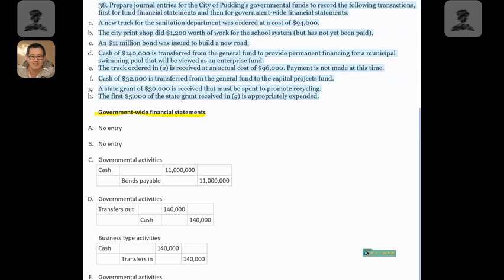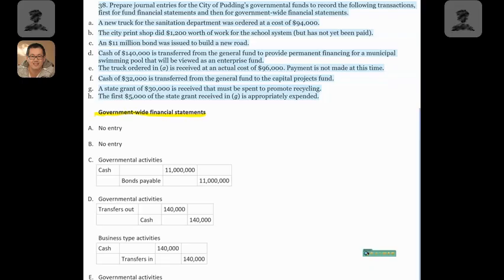Transaction B is an internal transaction, which is the service provided from one department to another department, and from the government point of view, there is no journal entry necessary for this transaction.